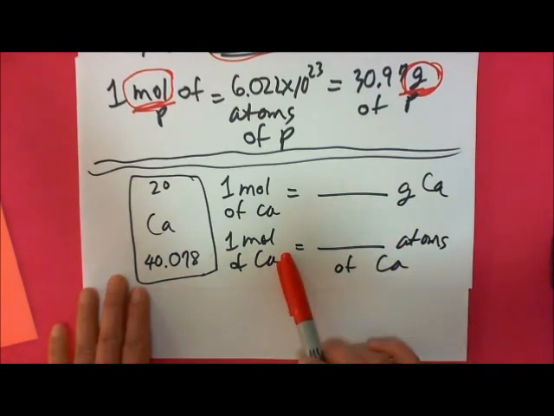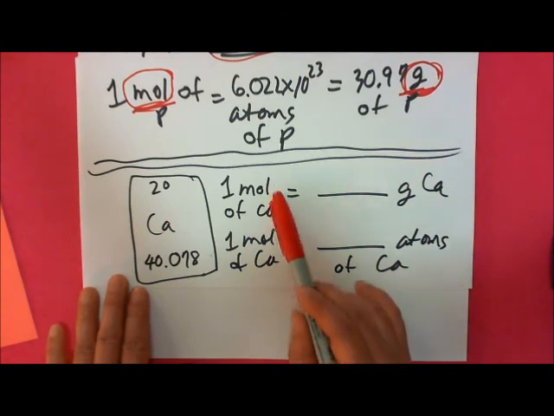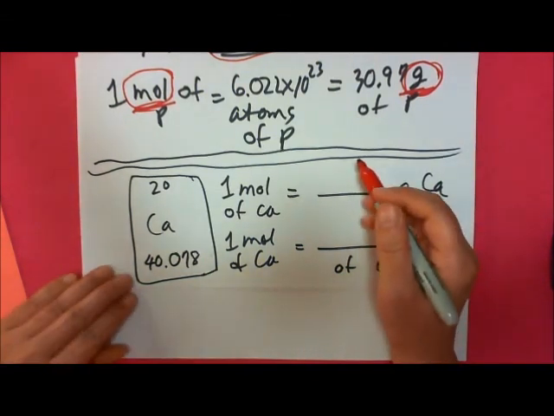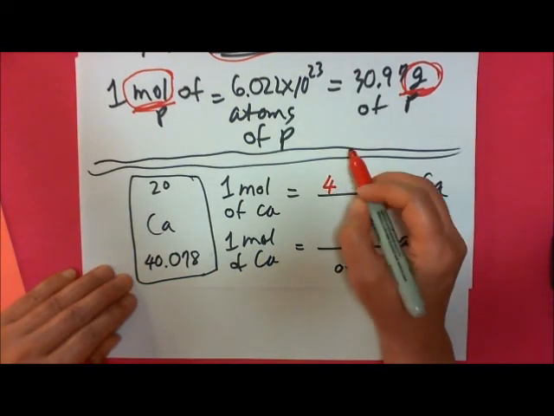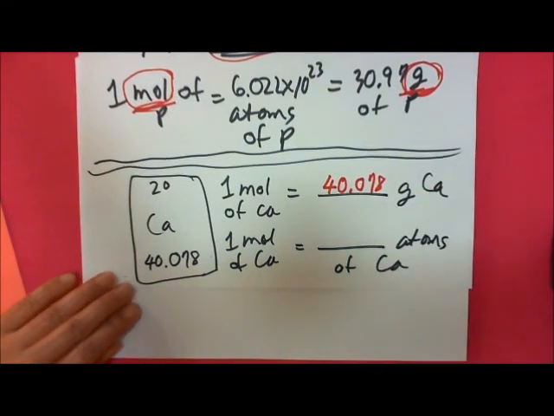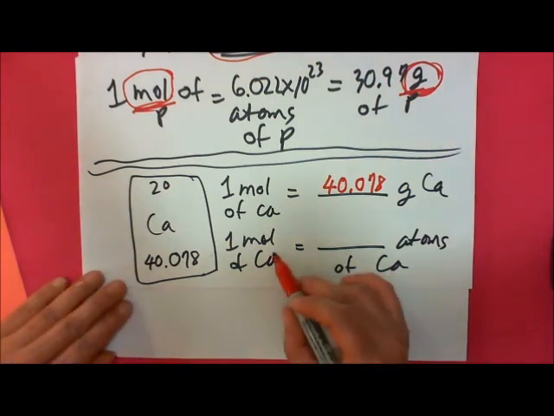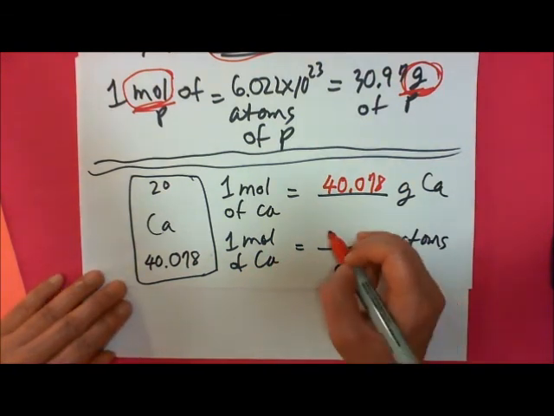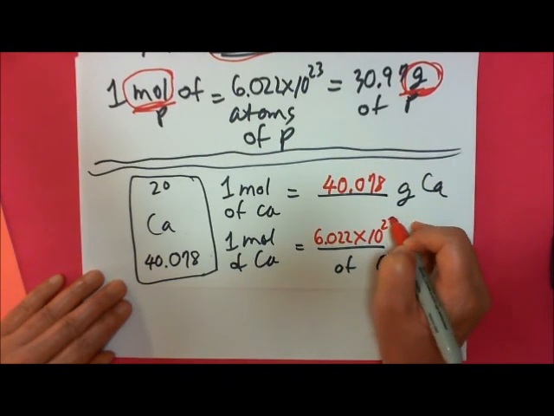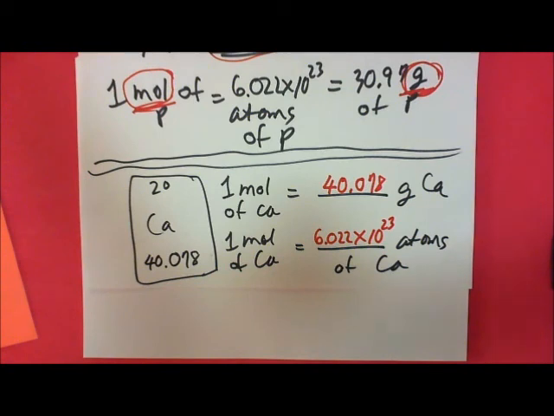So knowing our definition of the mole, we would say 1 mole of calcium is equal to 40.078 grams of calcium. And then 1 mole of calcium has how many atoms in it? It is 6.022 times 10 to the 23rd atoms of calcium. Usually I give Avogadro's number somewhere on the piece of paper, so if you recognize Avogadro's number, then you'd be able to answer this question.